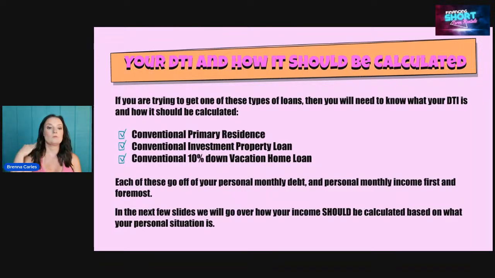So your debt to income and how it should be calculated. If you are trying to get one of these types of loans, then you will need to know what your debt to income ratio is. That's what DTI stands for, and how it should be calculated. Conventional primary residence, conventional investment property loan, conventional 10% down vacation home loan. Each of these go off of your personal monthly debt and personal monthly income first and foremost.